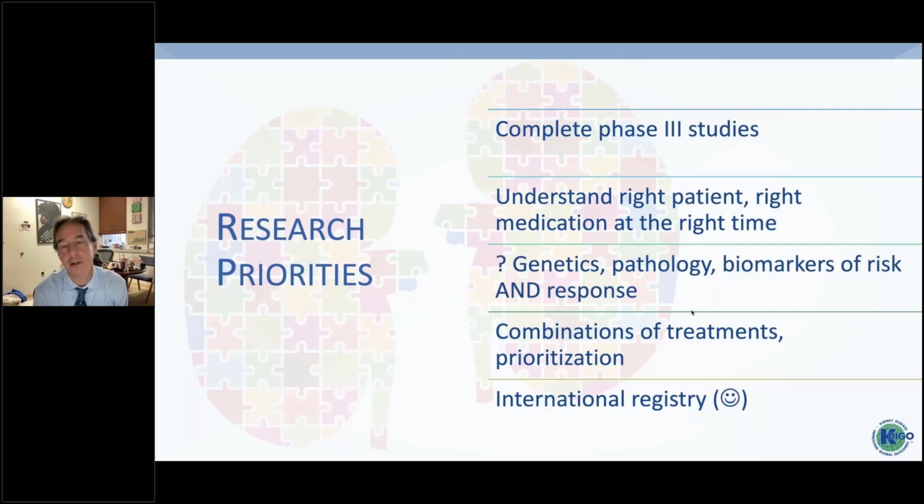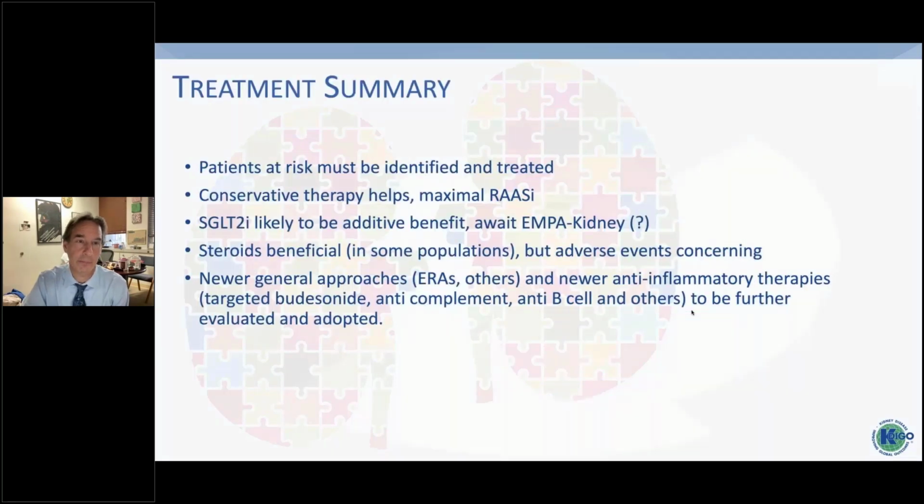Furthermore, if we're really lucky enough to have these growing combinations of options for our patients, maybe there are ways to combine these successful treatments to really improve their outcomes. And we need to learn how to prioritize, both in the value world and efficacy world, which is the right way to start with these treatments. And hopefully to do so, we can develop an international research registry to look at our patients, what their characteristics are, and how they respond to therapy.